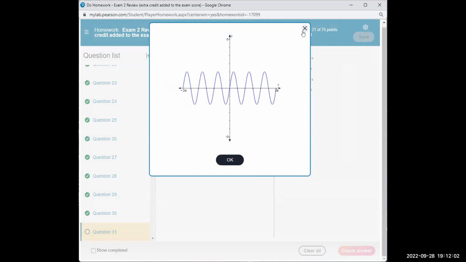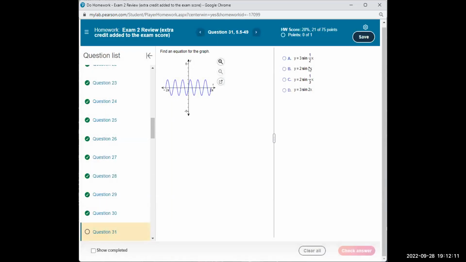So that means your B value is 3, and your amplitude is 2. Right? This height is 2, so that's the amplitude. So it's 2, and then B is 3. So this is the correct choice right here.